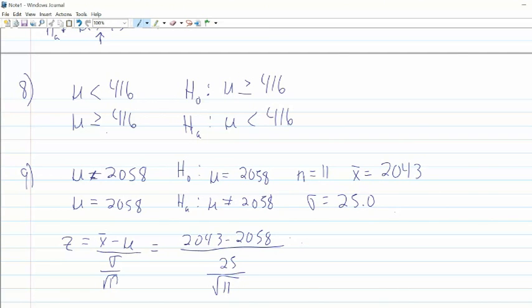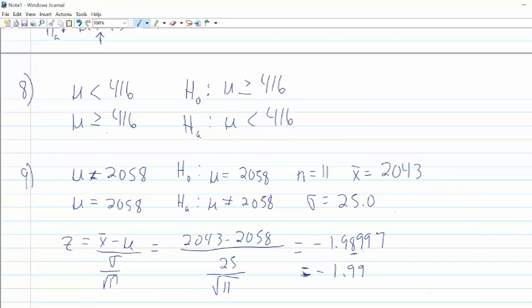Right, so find the difference there. Looks like it's negative 15 in the numerator. Then you can flip this and multiply. So you can say it times the square root of 11 divided by 25, or just work it out how you know how to work it out. And you should get around negative 1.98997. You can stop really after the second digit because this test statistic is a z-score. So that's going to be equal to negative 1.99.